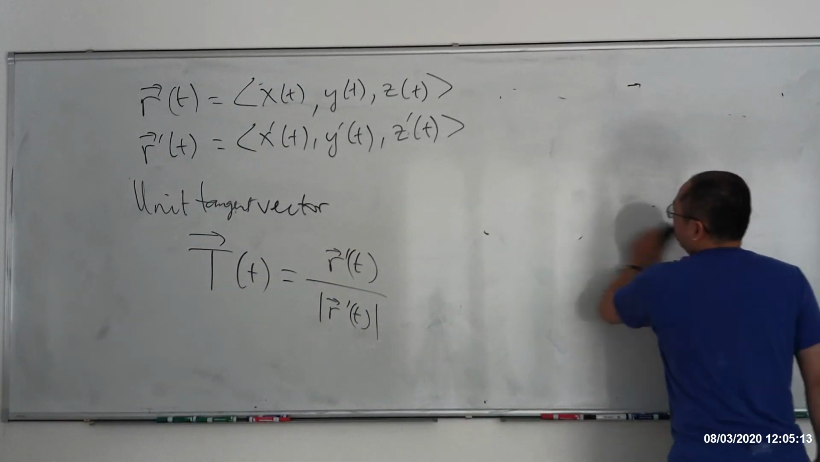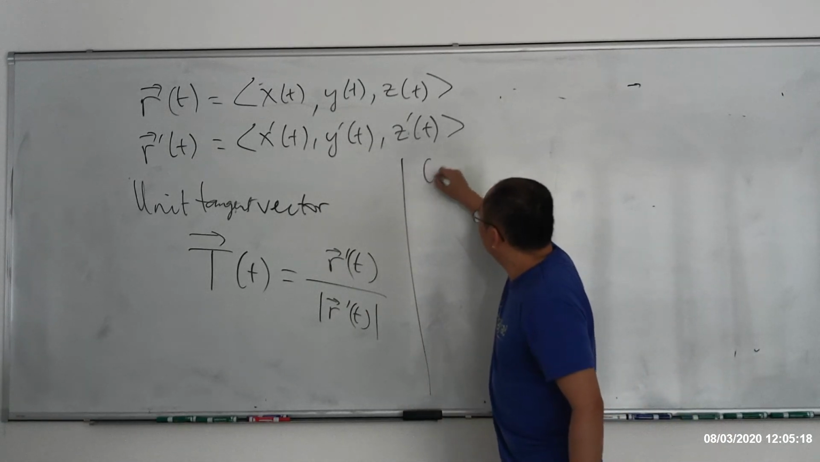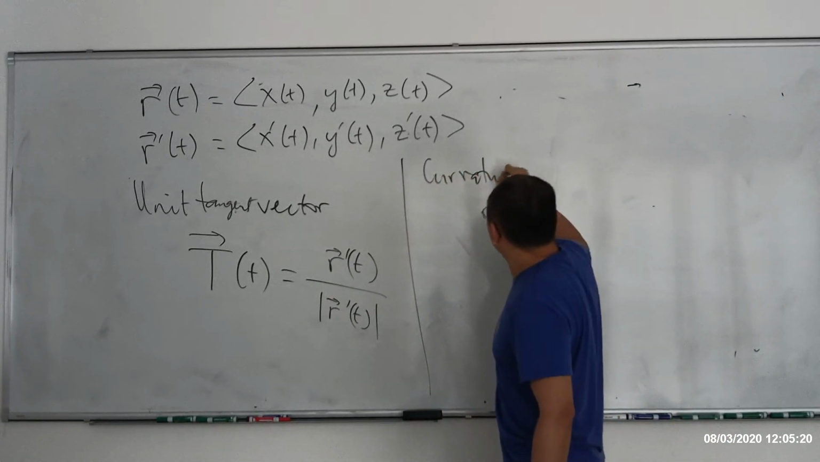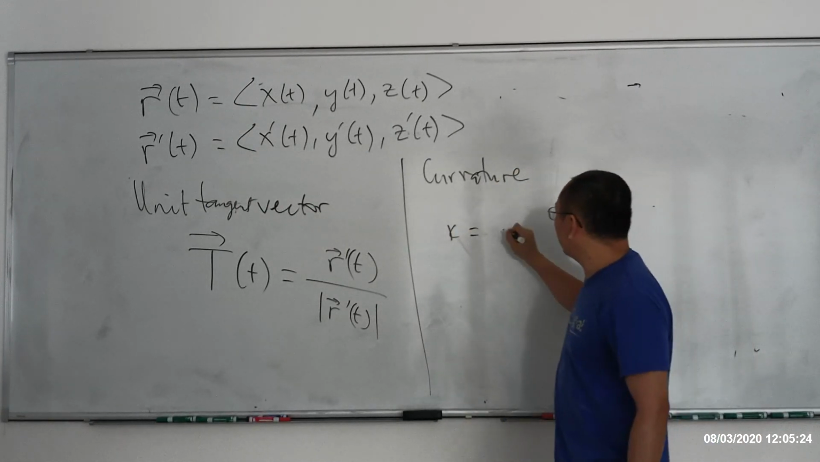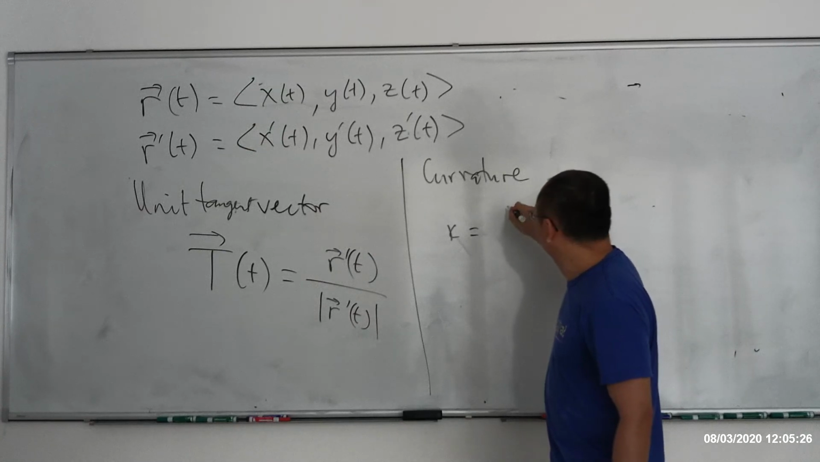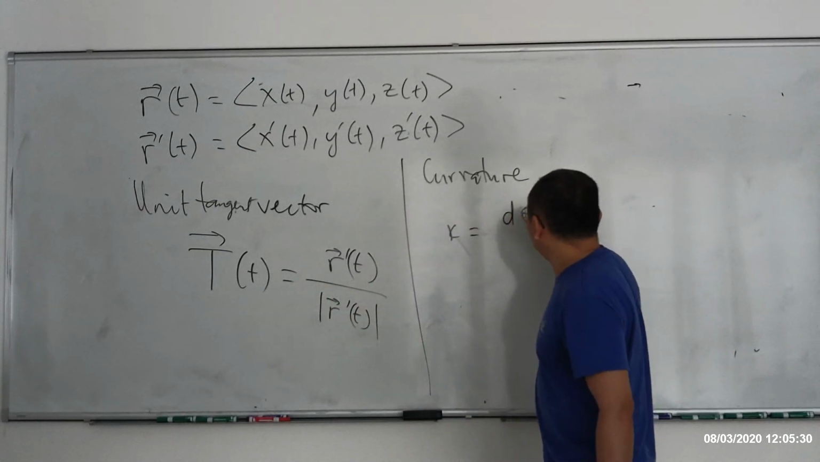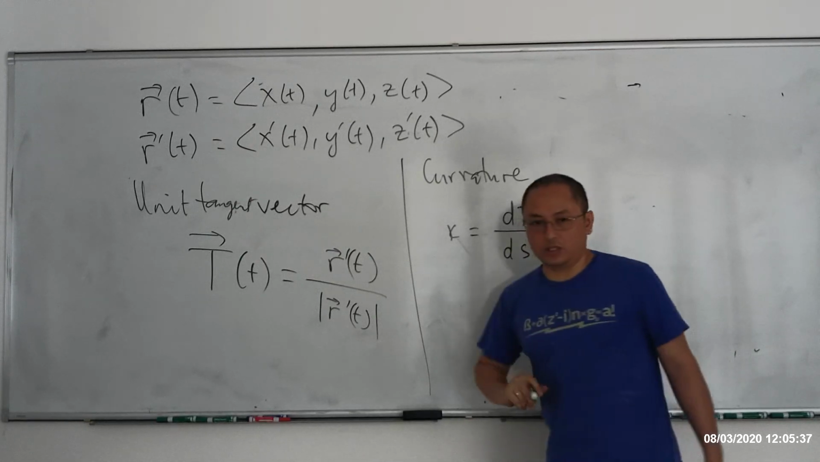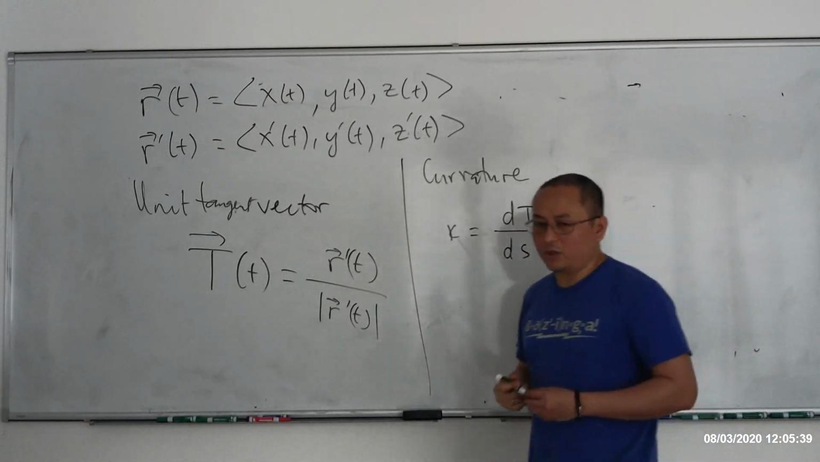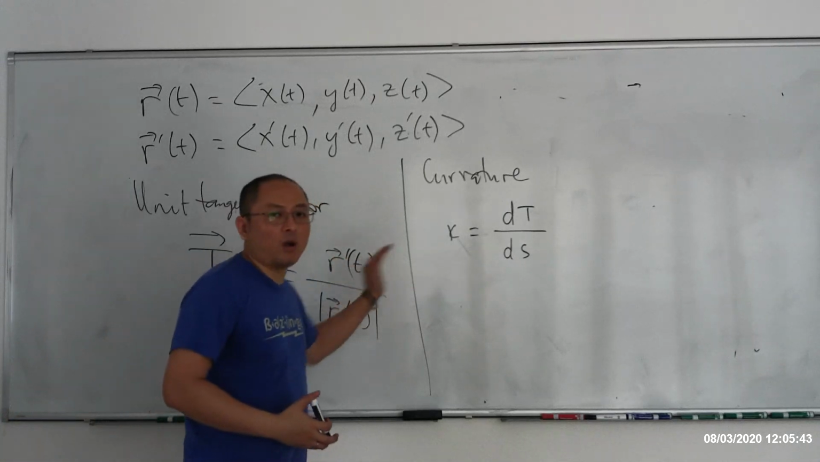Now that we have a unit tangent vector already, we're going to define the curvature. Curvature, kappa, K, is equal to the change of the tangent, dT, over the change of the distance. Okay? So what does it tell you? You see? Curvature is a number, okay? It tells you how sharp of a turn.